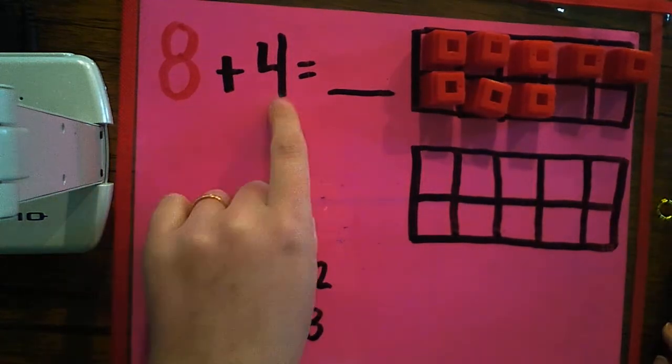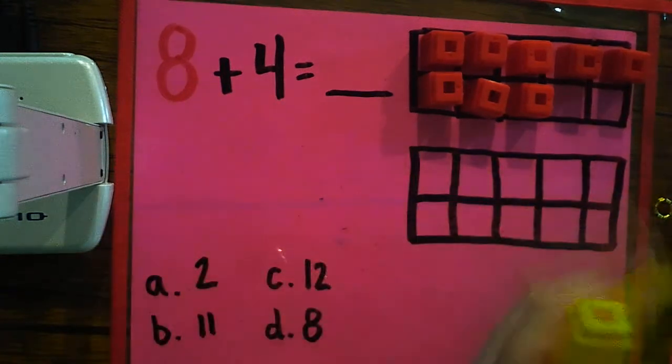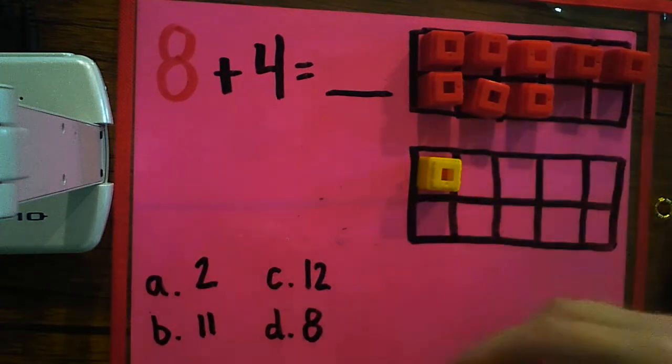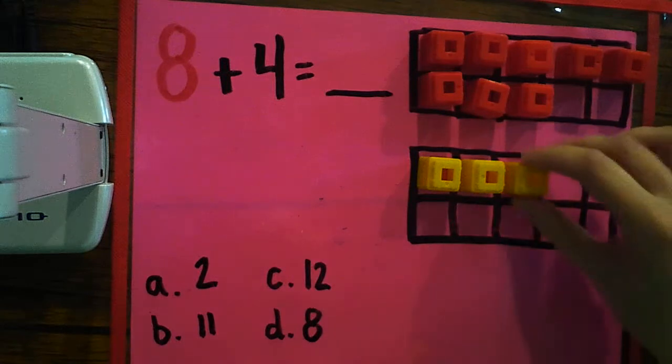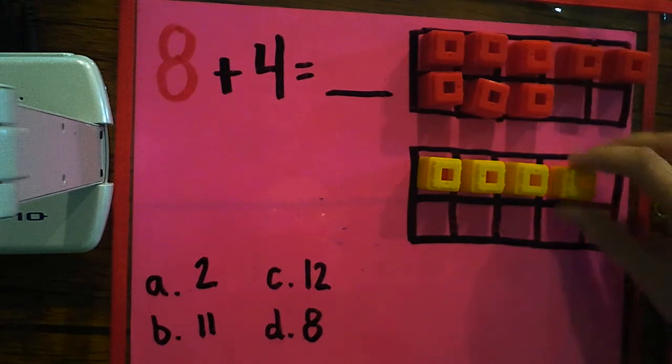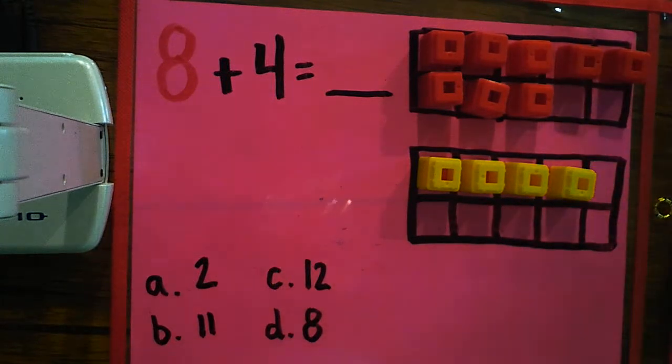But I want to know what 8 plus 4 is. I need to add 4 more. So I'm going to grab 4 more cubes and add them to my bottom 10 frame. When we have two 10 frames, friends, we call these double 10 frames. And I want to make a 10. I want to see if I can make a 10.